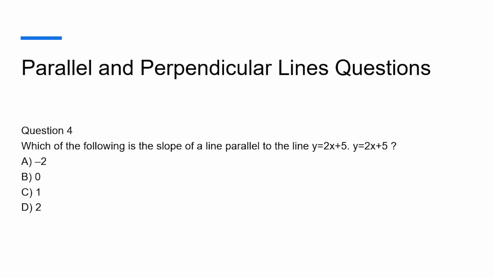Parallel and perpendicular lines. Which of the following is the slope of a line parallel to the line y equals 2x plus 5? I'm sorry about the typo, I didn't mean to type it out twice, but this is another simple equation from parallel lines. Since we all know y equals mx plus b and m is the slope, you can just figure out that 2 is going to be the slope. So it's going to be D, where y equals mx plus b, where m is the slope. D is 2.